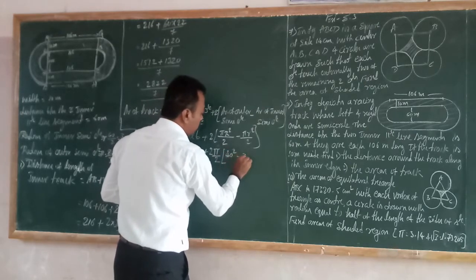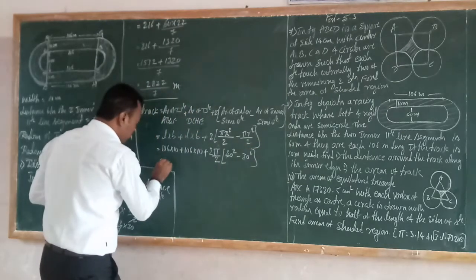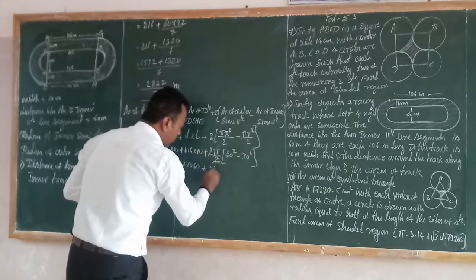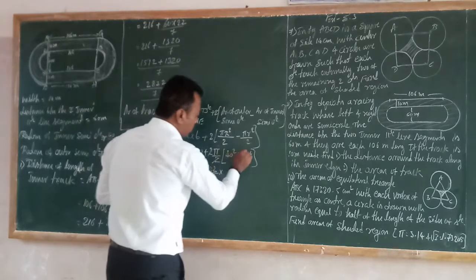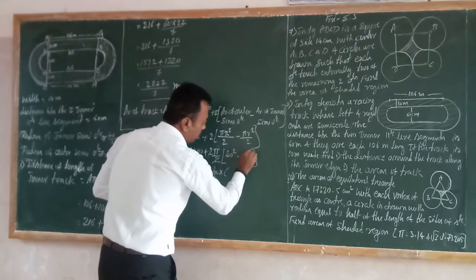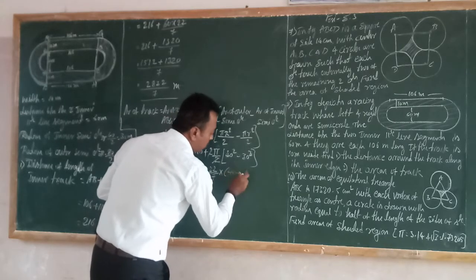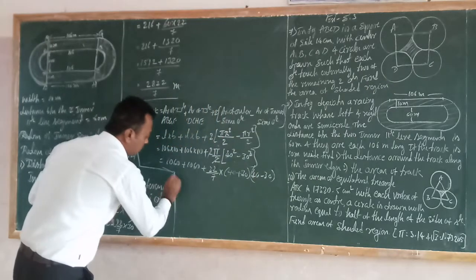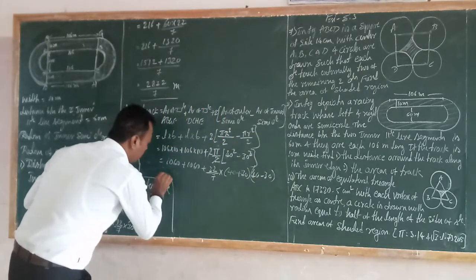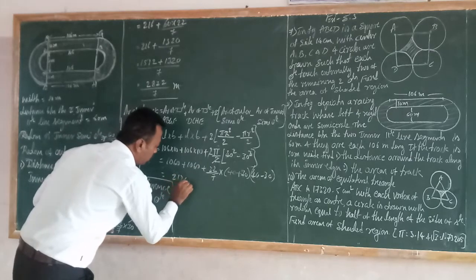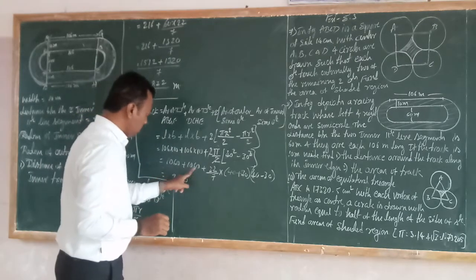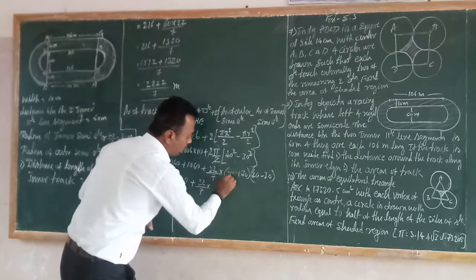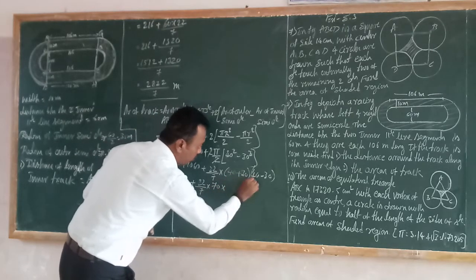Next, 106 into 10 is 1060, plus 1060, and the 2 gets cancelled. So 22 by 7 into 40 square minus 30 square. It is in the a square minus b square format, so I will write (a plus b) into (a minus b). That's why 40 plus 30 into 40 minus 30. I am using the identities. Now 1060 plus 1060 is 2120: 1000 plus 1000 is 2000, 60 plus 60 is 120. So 2120 plus 22 by 7 into 70 into 10.